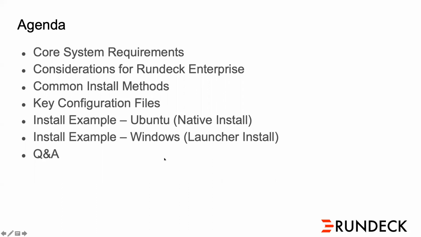After I cover those first 4 topics, the examples will come up. We'll do an install on an Ubuntu server and then do an install on a Windows server. By doing that, we'll not only show you both Windows and Linux, which is helpful just to get a sense of the differences, but also show you 2 different types of installs. The Ubuntu will be using the Debian package, so it's a native install, if you will, and the Windows case will be using the WAR file, which is the launcher install.